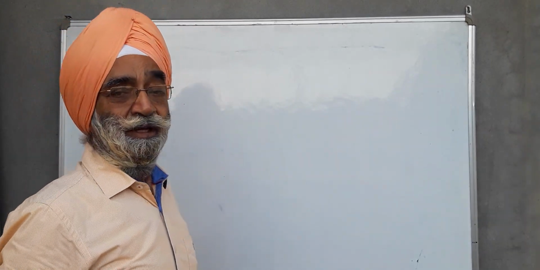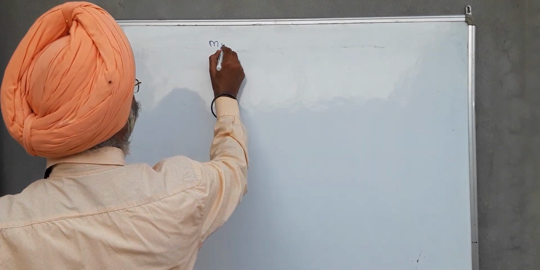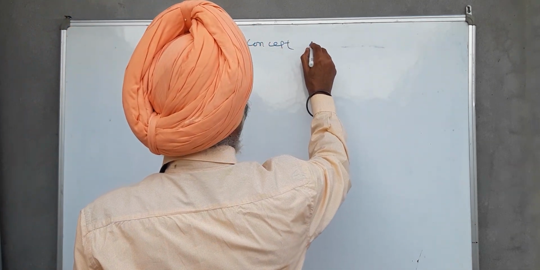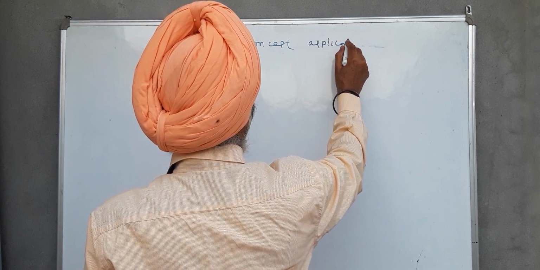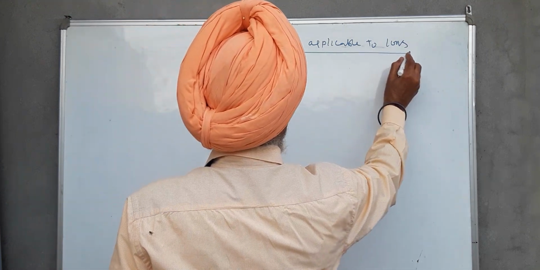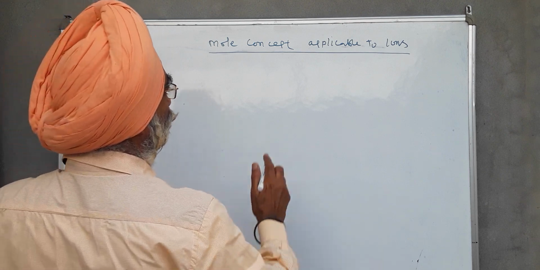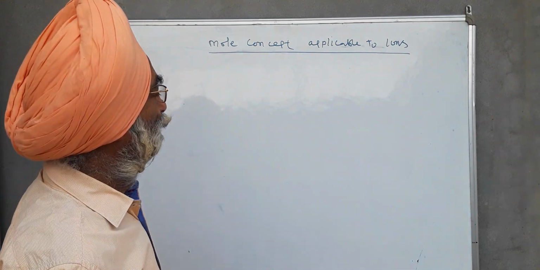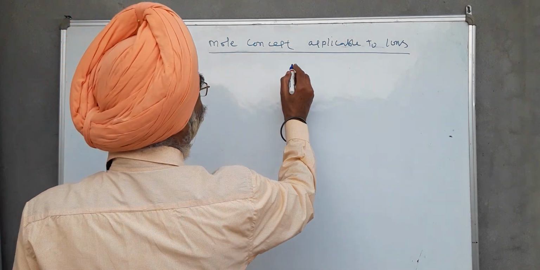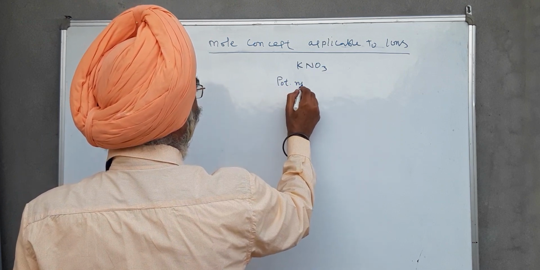We shall move on with a little more detail. We have the mole concept as applicable to ions. Definitely, we shall select some ionic compound for this purpose. Say we have potassium nitrate. This is potassium nitrate.